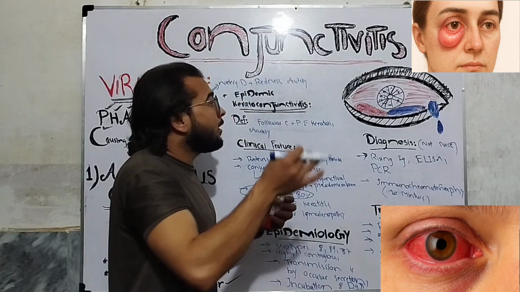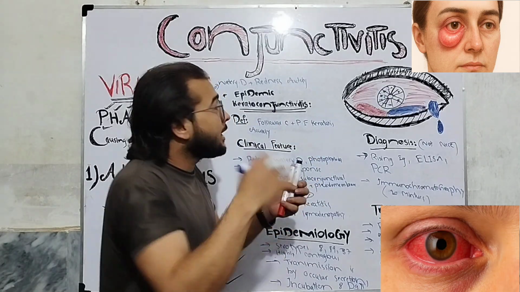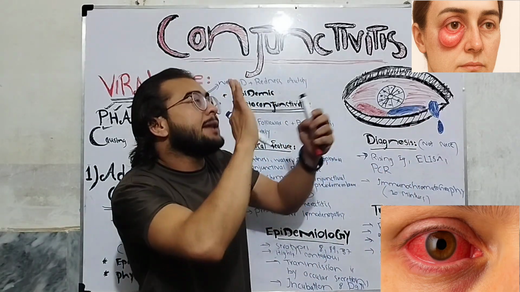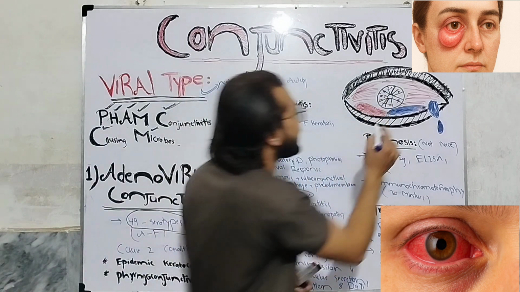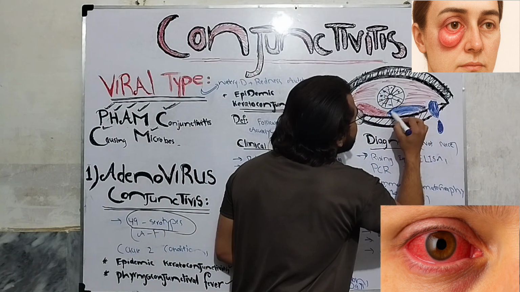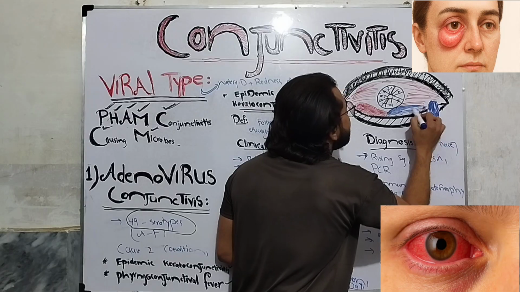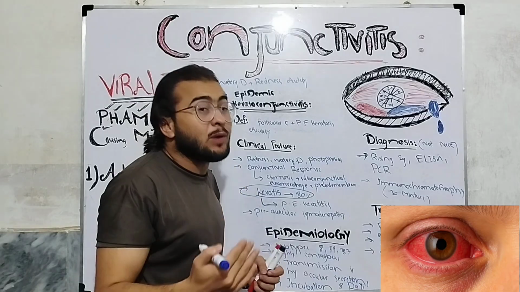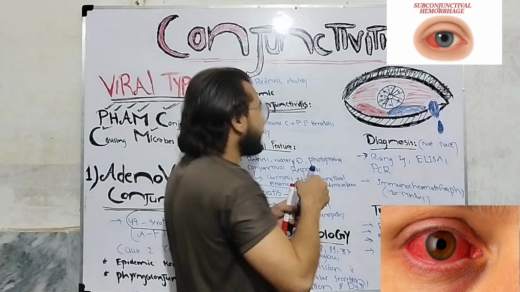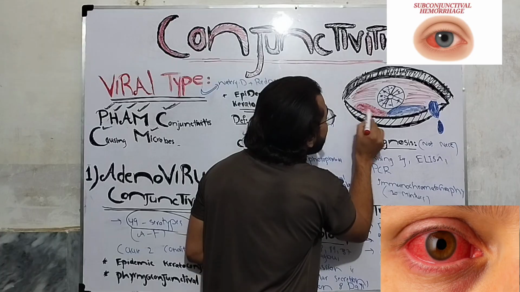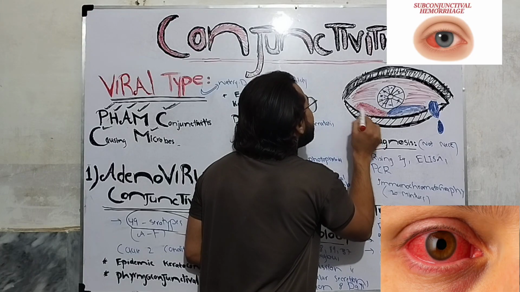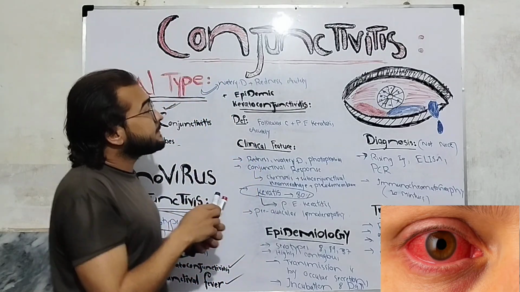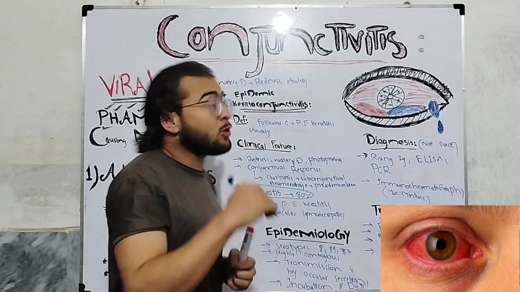When there is severe viral infection of the conjunctiva, edema will develop in the conjunctiva and the conjunctiva will bulge out. This is called chemosis. Another response is that the patient may develop subconjunctival hemorrhage. So under the conjunctiva, the blood will collect and cause hemorrhage. The third condition is that there may be formation of a pseudomembrane.